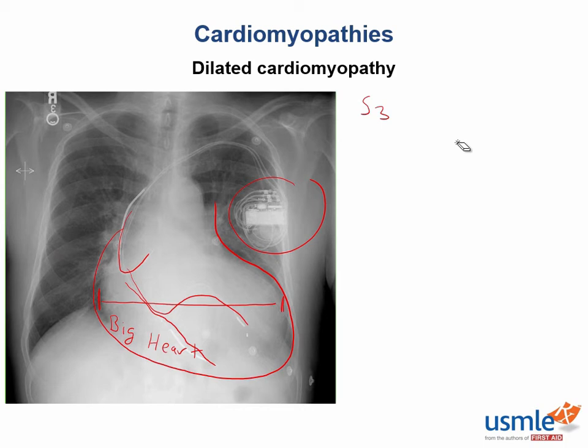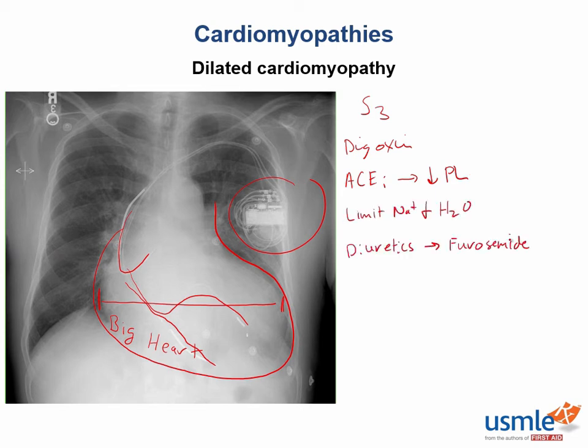Well, you can give medications to help the myocytes pump better, like digoxin. You can also give medications to decrease preload, like your ACE inhibitors. You can also decrease the symptoms of volume overload by limiting sodium and water intake, as well as giving diuretics, like furosemide. Beta blockers are also useful here, as they decrease oxygen demand, as well as decrease mortality.